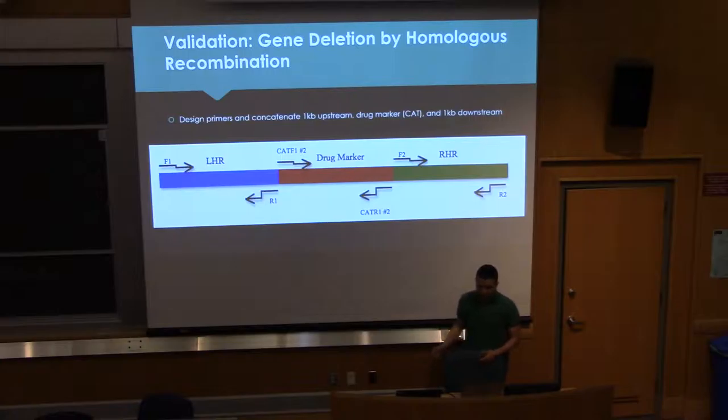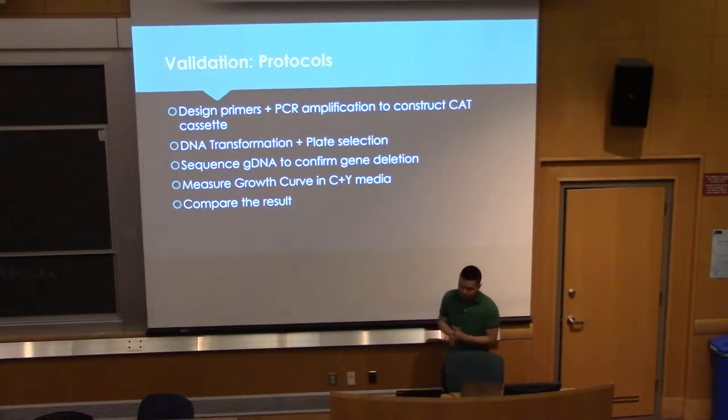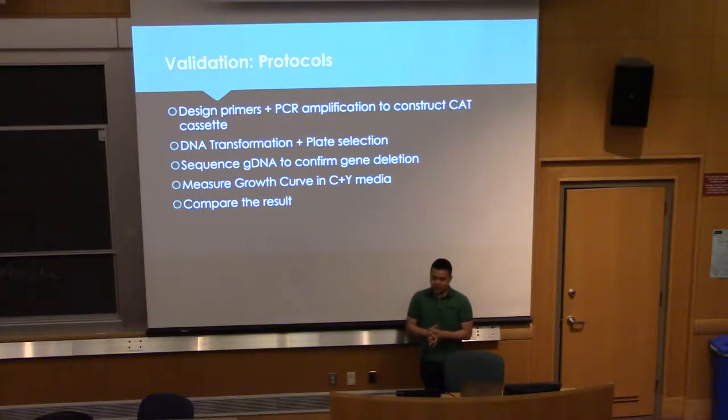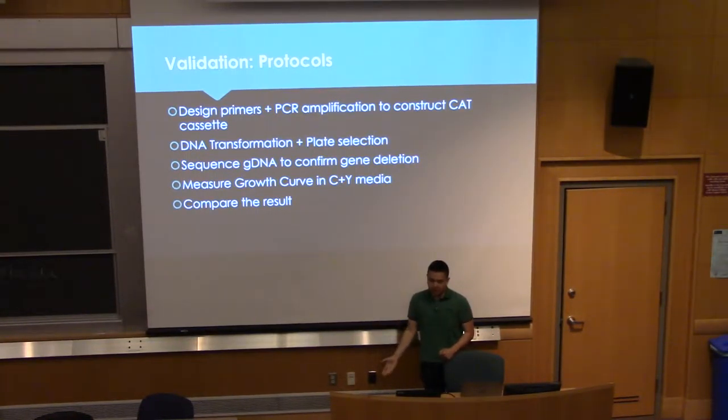So we utilize homologous recombination that happens naturally for each gene by constructing a DNA cassette made of a drug marker and flanking regions upstream and downstream. And we can just delete that gene, and we sequence the DNA to confirm the gene deletion. We measure the growth curve in C+Y media, and we compare the results to the interaction scores we obtained before.